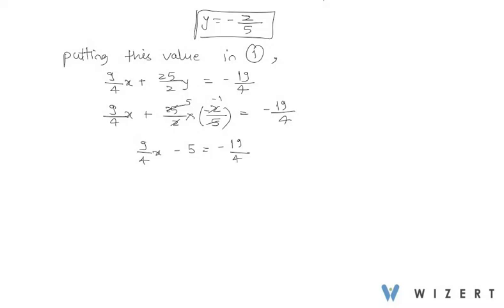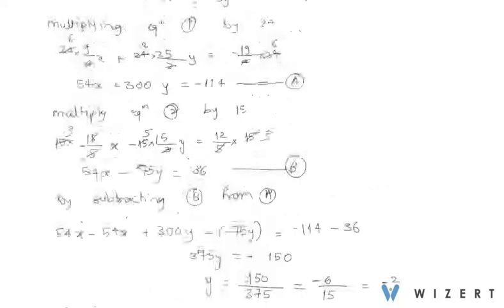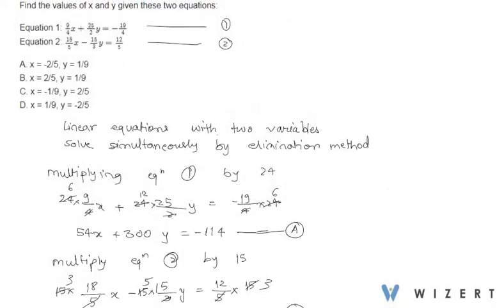Taking this 5 over to that side, we get 9 by 4x equal to 5 minus 19 by 4, which is equal to 5 4s are 20 minus 19 by 4, which is equal to 1 by 4. So we get x equal to 4 by 9 into 1 by 4, which is equal to 1 by 9. So we have got the values x equal to 1 by 9 and y equal to minus 2 by 5. Let's look at the given options. Yes, the answer is option D.